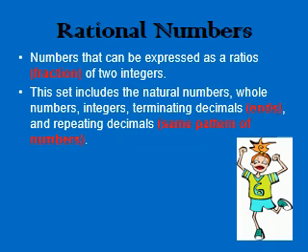And also repeating decimals are in this category. So if the decimal has the same pattern of numbers, it's considered a repeating decimal, like 3.66666 repeating, or 5.33333 repeating, or 11.727272. So any number that has a repeating pattern, the same pattern of numbers, also is considered a rational number.